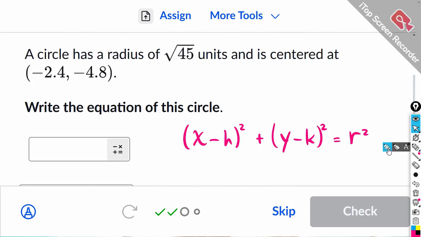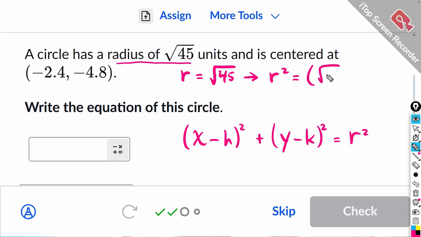All right, one more. Write the equation. Okay, the radius is radical 45. Okay, we need r squared. So to solve for r squared, we're just going to square both sides. So r squared is radical 45 squared. Okay, and remember, when you square something under the square root, you just remove the square root. So radical 45 squared is just 45.